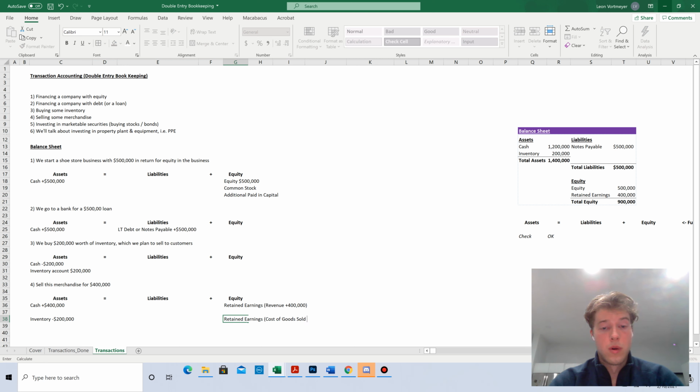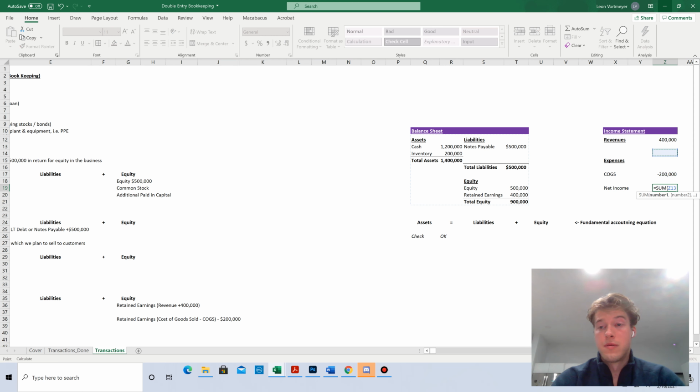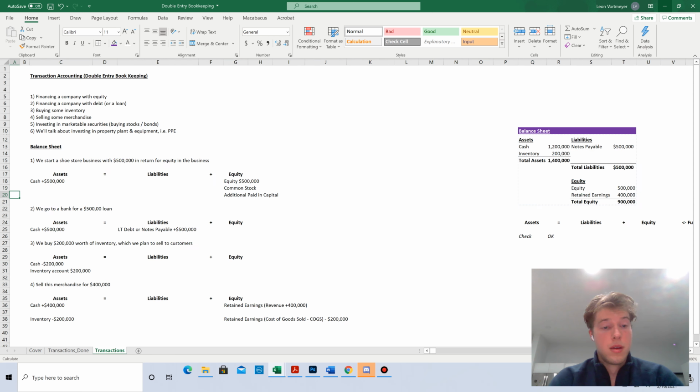So the leather or the price that we paid for those shoes, which was $200,000, is added to the cost of goods sold expense, which then on the income statement looks like this. We'll abbreviate it with COGS expense, $200,000. We have net income equal to the sum of revenues and expenses. So inventory went down 200,000. Retained earnings also went down 200,000 because we acquired an expense, namely the using of the inventory asset.